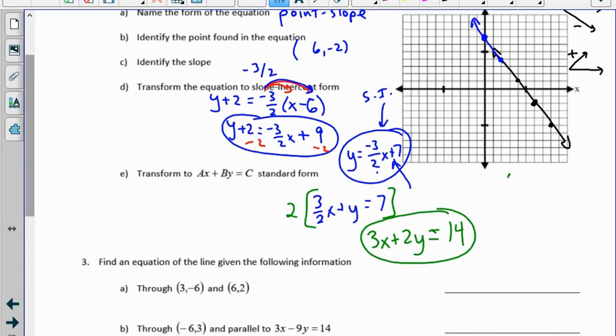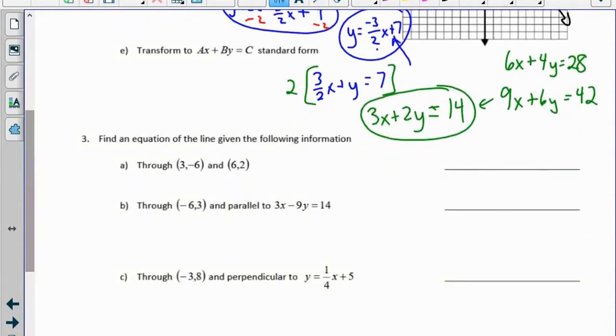I also could have many other standard form equations of this with various multiplying effects. So 9x plus 6y equals 42 is also an equivalent form. It's just not as clean because the numbers are bigger. I can just keep multiplying and it all ends up being the same equation, just it's not the exact same way to write the equation, but it ends up being the same line.